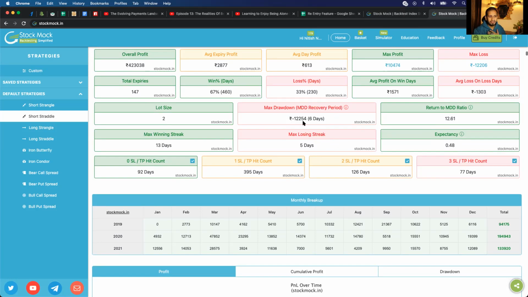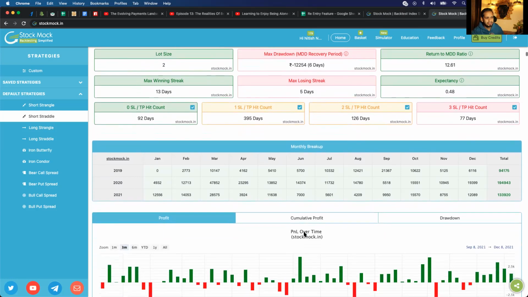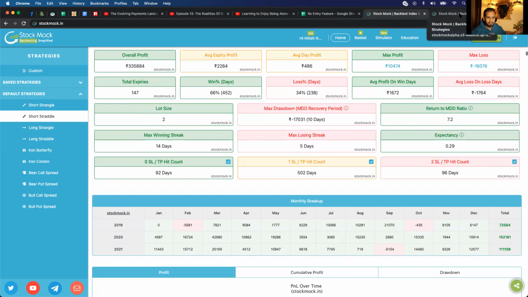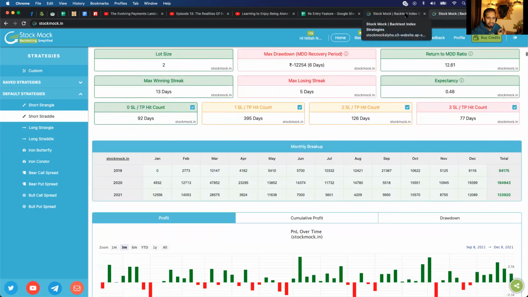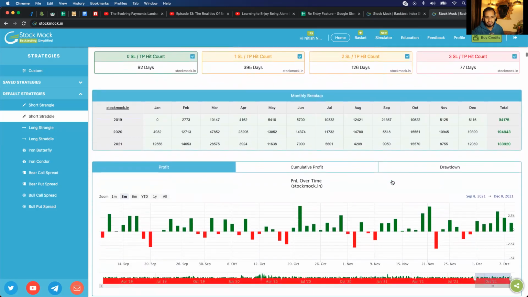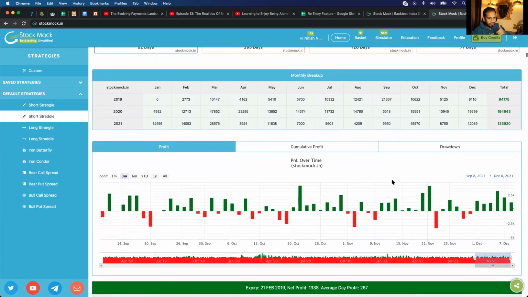I'm generally more happy if the MDD gets controlled, expectancy gets better, and the losing months get controlled. Have you observed the losing months yet? If not, see it. Fortunately or not, I'm not considering slippage here. It's just a random example to show you that just by re-entering a simple thing 2 times, my losing months are now under control. So I think that's quite good. And this is not even a decent strategy. With all the good strategies out there in Stockmock, the results will improve drastically. So all the best to you for trying it.